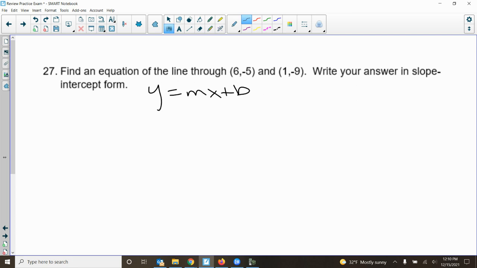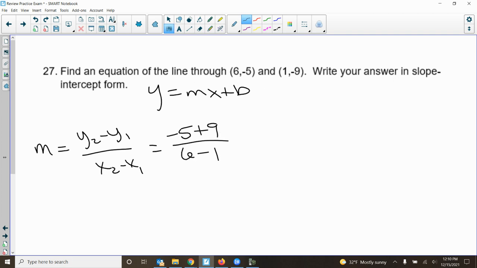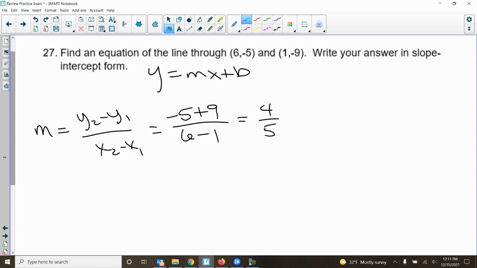So we have to find the slope here. y2 minus y1 over x2 minus x1. So let's go negative 5 plus 9 over 6 minus 1. That's 4/5, looks like, is my slope. And that means my equation is something like y equals 4/5 x plus b.